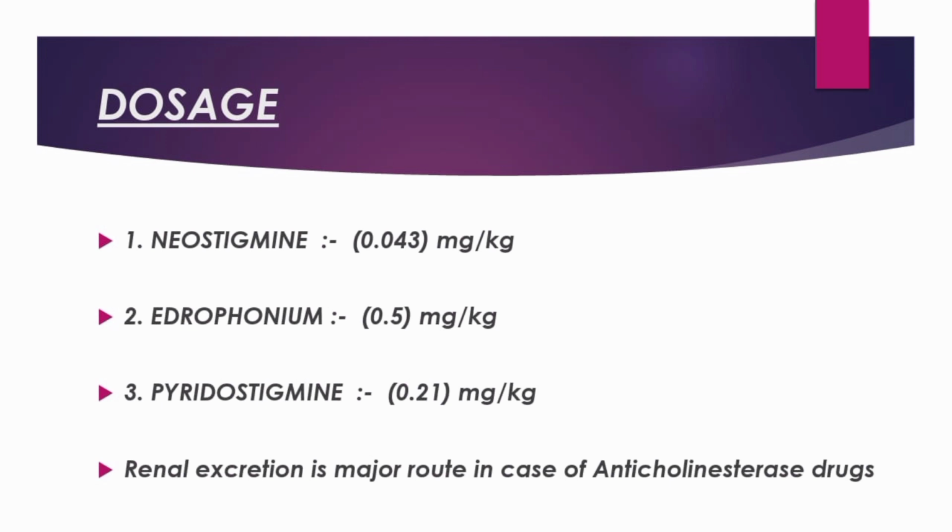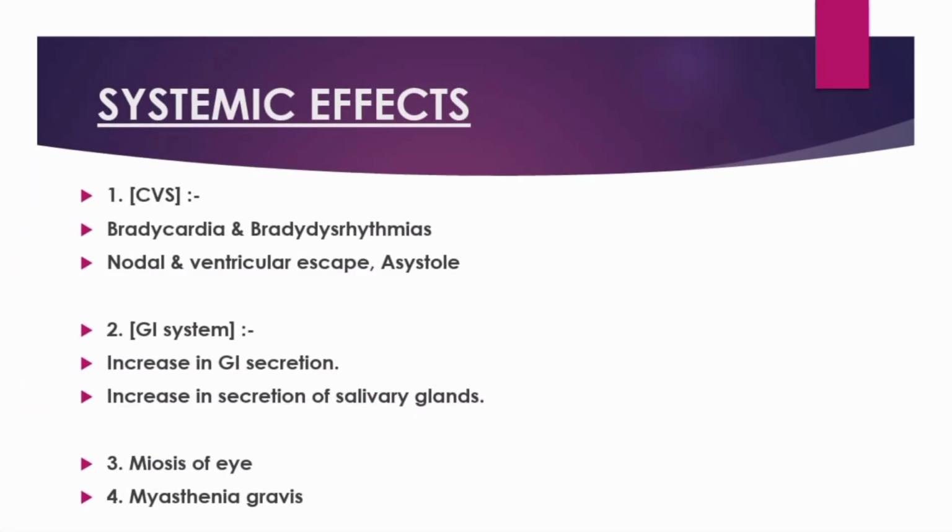Then the next point, renal excretion is the major route in case of anticholinesterase drugs. So I hope that it is clear to you all, and please have a note of the pharmacokinetics, onset of action as well as the dosage of these drugs, because these are very important from the exam point of view and MCQs can be asked from this section. Now let's look at the systemic effects.